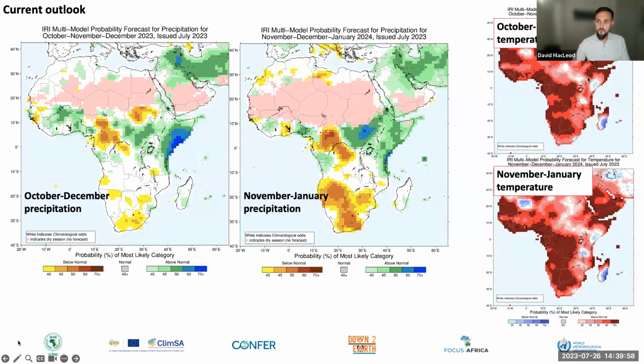Not for East Africa during the season, because there's a relationship between rainfall and temperature. When it's a very wet season, that tends to suppress the temperature. But certainly for Southern Africa, it's looking like potentially a very dry and a very hot season.